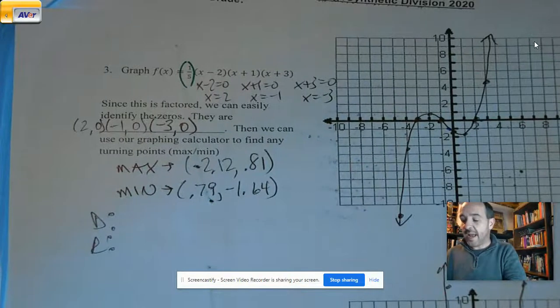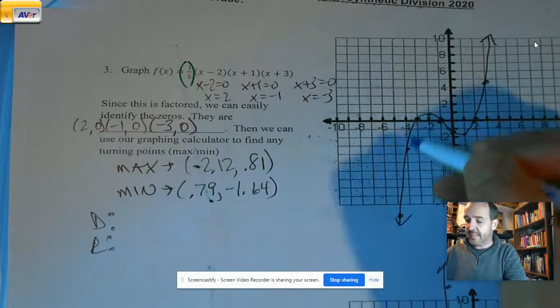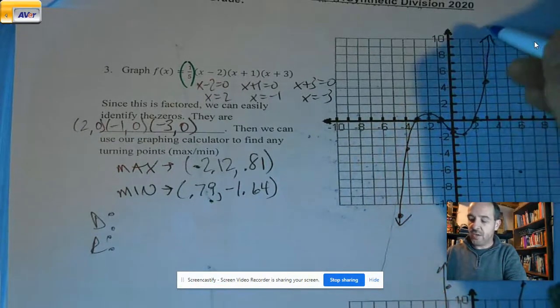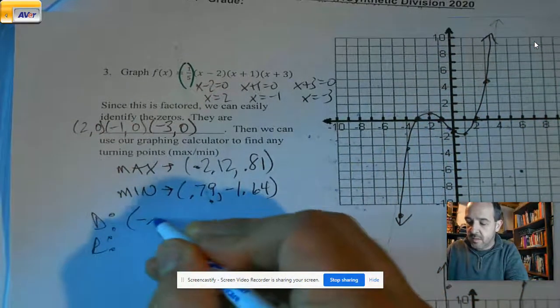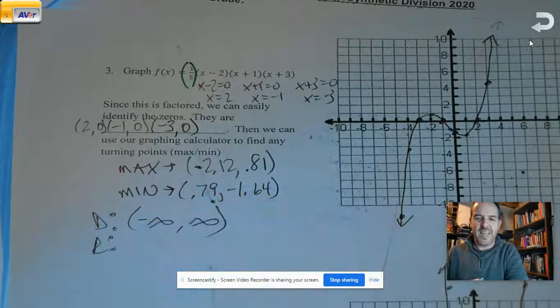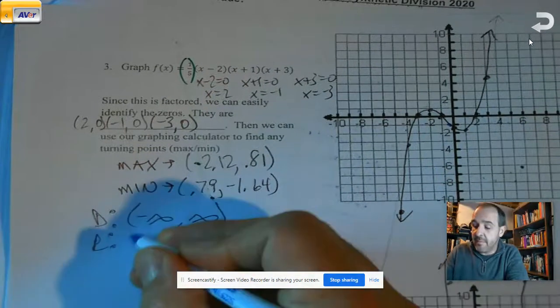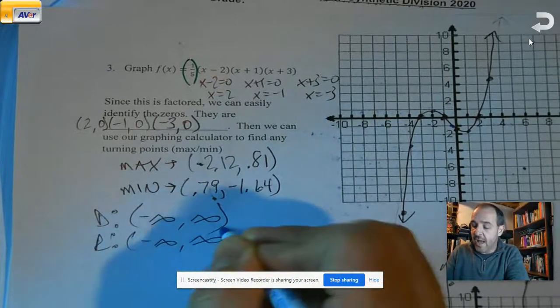Okay, domain, x values left to right. This is continuing to stretch out and go left, stretch out and go right. Arrows on both ends, infinite. When there's one going up and one going down, it's going to be infinite. And that's going to be the same for your range as well.